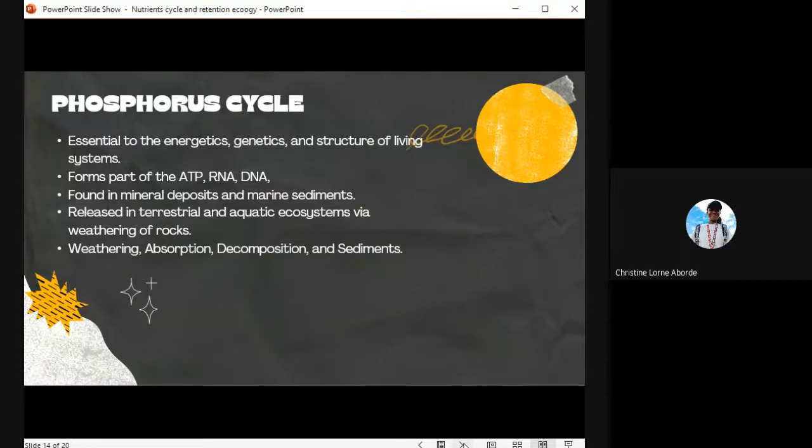Next, we have the phosphorus cycle. So, phosphorus is also an essential nutrient for living processes. It is also often the limiting nutrient necessary for growth in aquatic, particularly freshwater, ecosystems. Phosphorus occurs in nature as the phosphate ion.